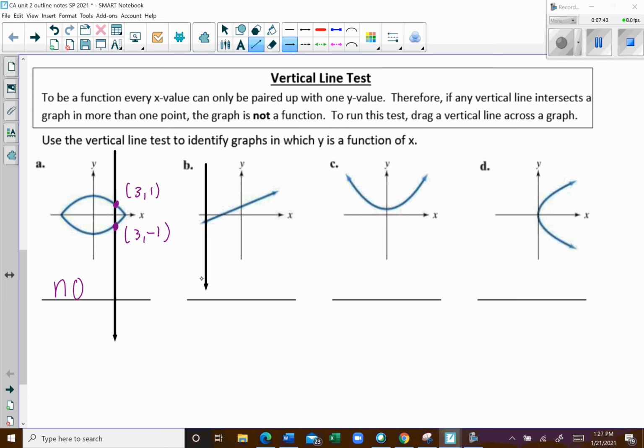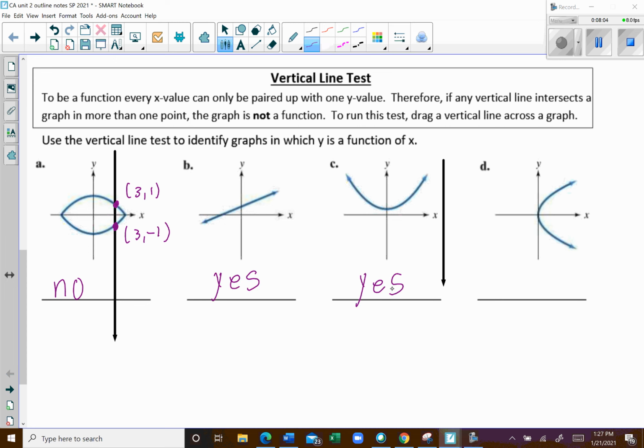Then if we look at our next one right here, this looks good. It doesn't touch at more than one point at a time on the line. So for any x value, I only get one y value in return. So that is a function. Same thing with part C. That looks good. So both of those are going to be yes. So let's go ahead and mark that. Yes, it's a function. And on your homework, I think it says y is a function of x. So see, y is dependent on what x is.